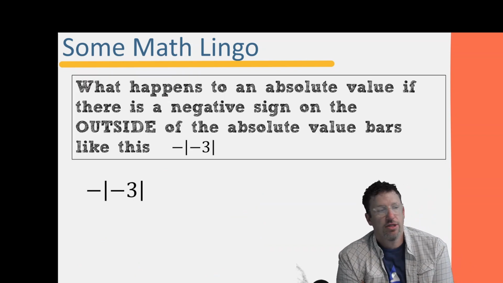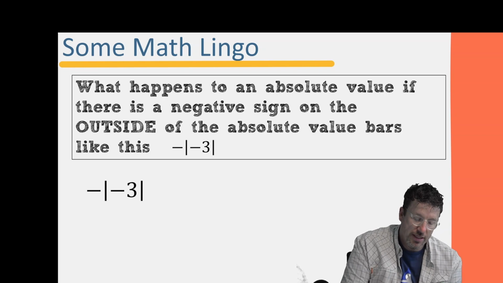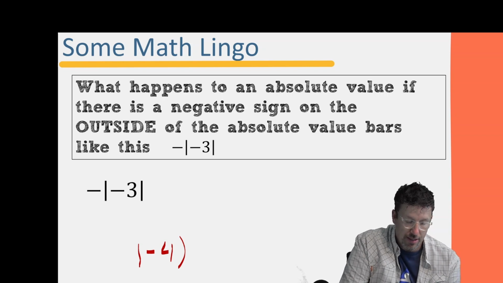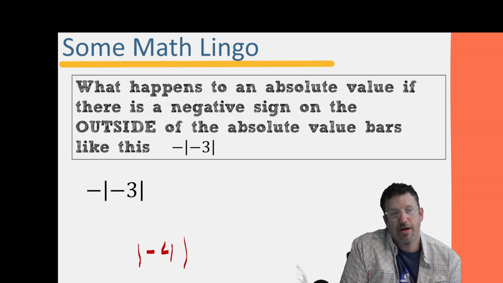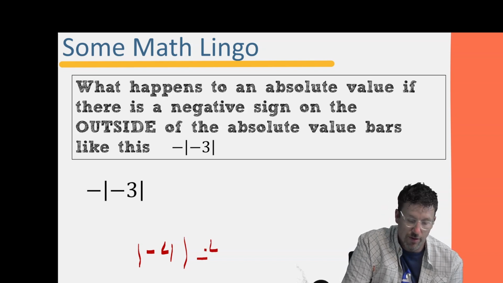Okay, so let's talk a little bit more. What happens to an absolute value if there's a negative sign on the outside of the absolute value? The ones that I showed you before, like the absolute value of negative 4, we're just asking, oops, that should not be curved. That should simply be straight up and down. What is the absolute value of negative 4? How far is negative 4 away from 0? That would be 4, right?